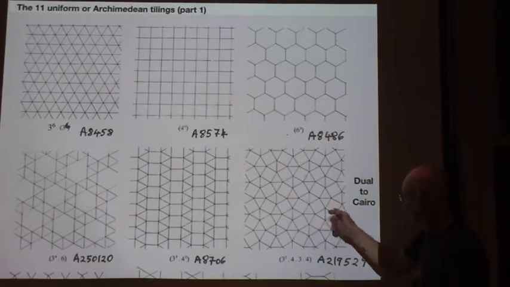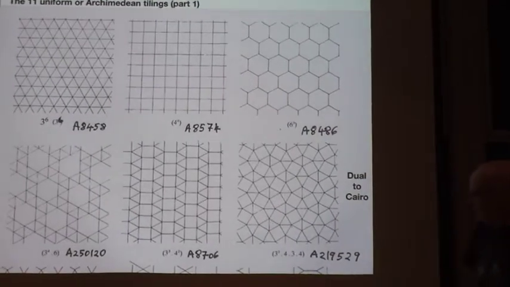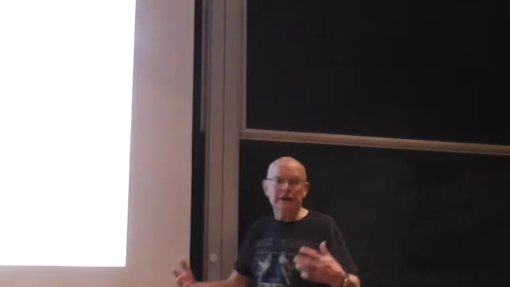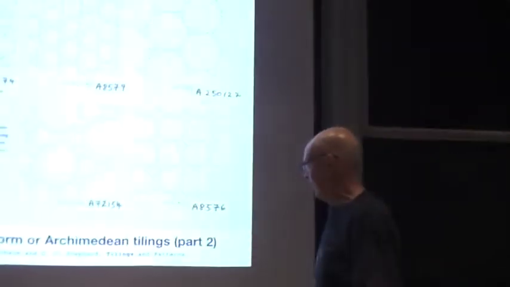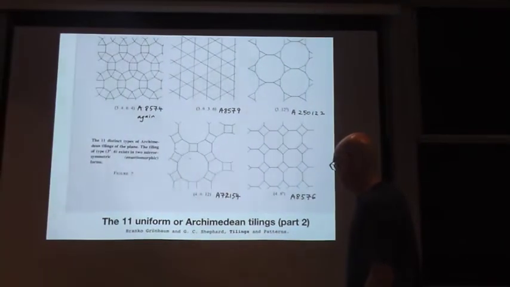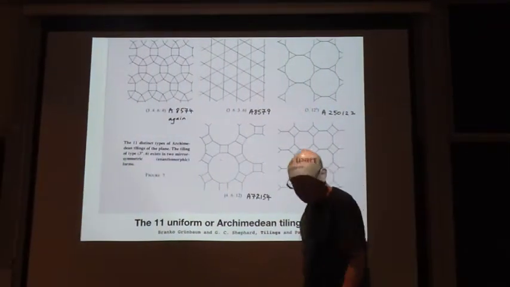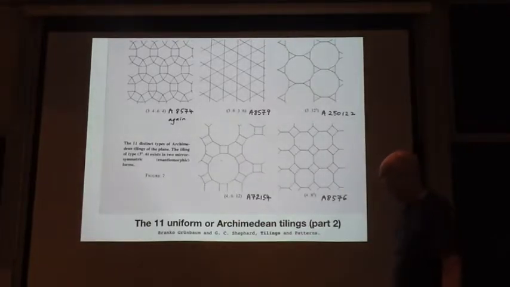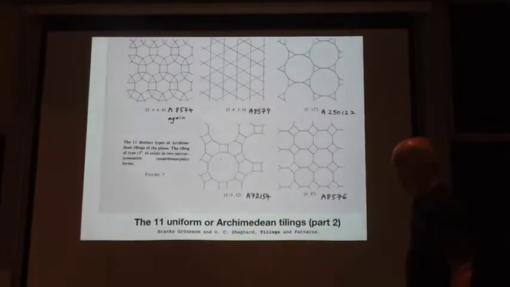This is actually the dual to the Cairo tiling in the graph theoretic sense. That's the first 6 of them, and there are 5 more. And we applied our method to all of these and made sure that all the assertions about the coordination sequences in the OEIS were correct. There were several conjectured ones that we took care of. And then we did a whole lot of others.